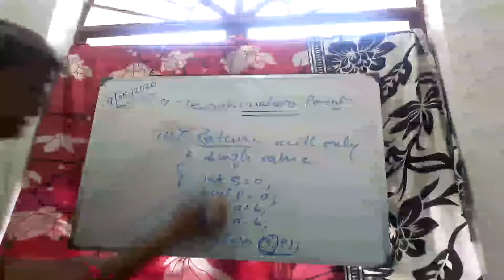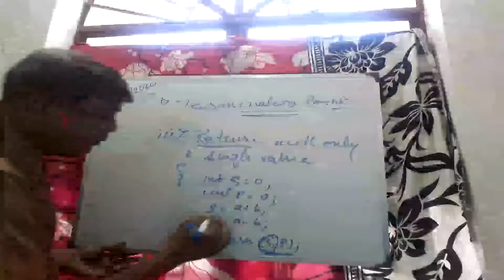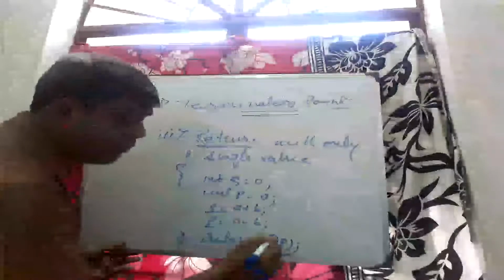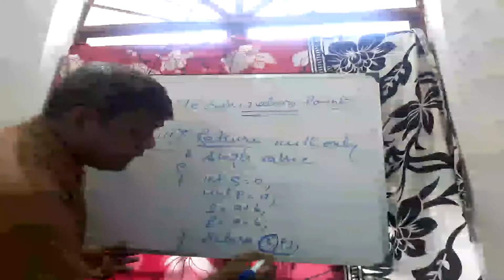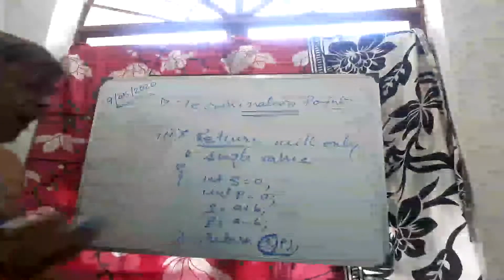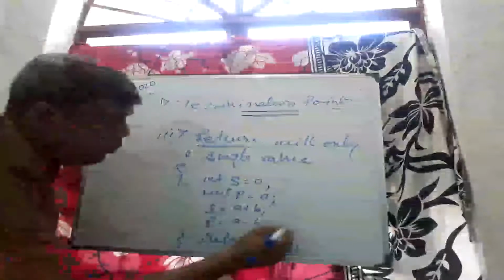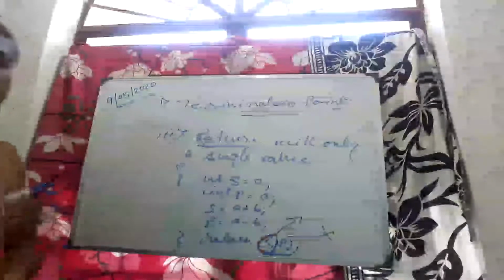Clear? So in this example, there are two values, s and p, and here I have written s comma p, but the method will return only a single value. The first value which the compiler will encounter in the body of the method, that value only will be returned. The second value will not be returned. So the method will always return a single value. It will not return more than one value.